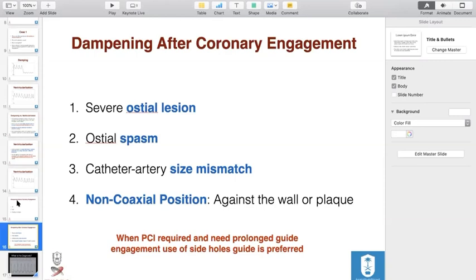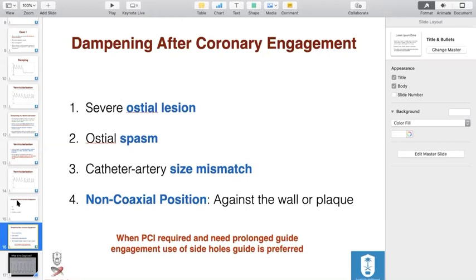What about dampening after coronary engagement? It's either you have a severe ostial lesion, or you have ostial spasm at the tip of your catheter, or you have a size mismatch where there's a big difference between your catheter and the size of the vessel. The catheter is so big and the vessel is small, so you're going to have this waveform. Or your catheter position is not coaxial, it's hitting the wall or a plaque. You need to recognize these things and act accordingly.